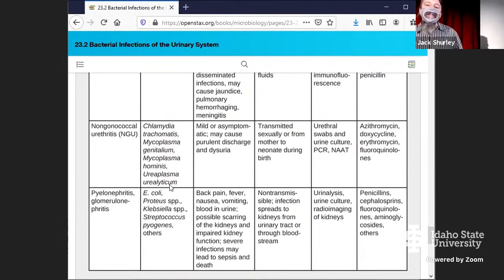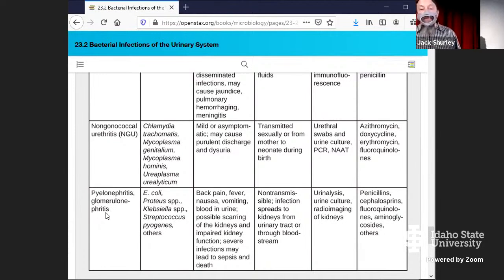So as far as these go, it kind of depends on the circumstances. It may be mild, may potentially be asymptomatic, which sets the stage for issues because you've got these organisms, but you don't recognize it, all right? So in the mild cases, we may see purulent discharge and dysuria as a potential. It is possibly transmitted sexually, or it could be transmitted to the offspring in transit through the birth canal.